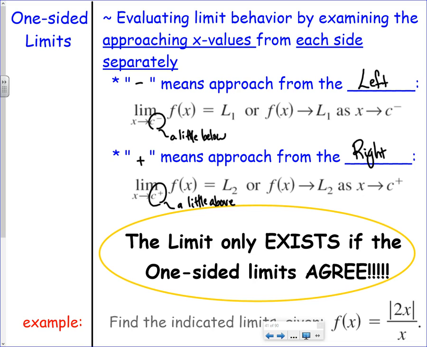The limit will only exist if L1 equals L2. And if L1 does not equal L2, what do I say about the limit? The limit does not exist. I'm not caring about at, I'm caring about the approach. The limit will only exist if the one-sided limits agree. But we can still say answers for the one-sided limits, and that's what the example down below is for.